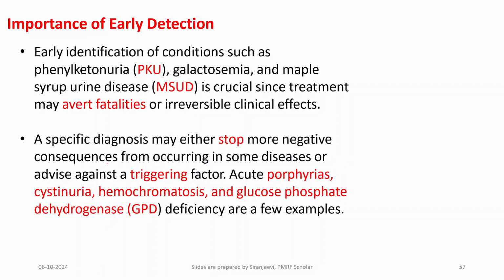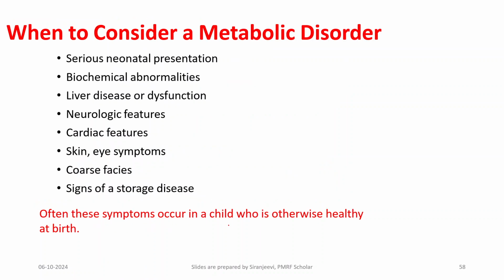Early detection is important, because there are certain inborn errors of metabolism which are treatable in the case of early detection. If detection is late, it causes irreversible clinical effects. A specific diagnosis may either stop more negative consequences from occurring in some diseases, or advise against the triggering factor. For example, acute porphyria, cystinuria, hemochromatosis, and glucose-6-phosphate dehydrogenase deficiency are a few examples.